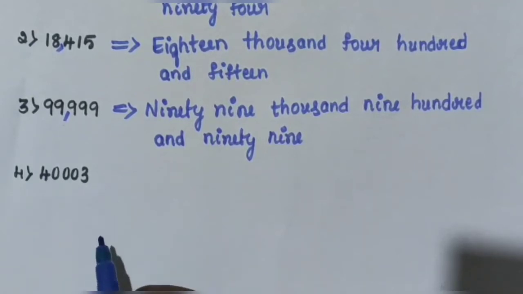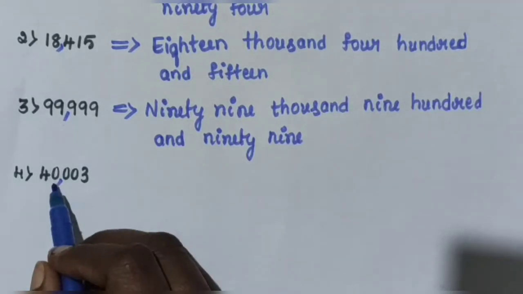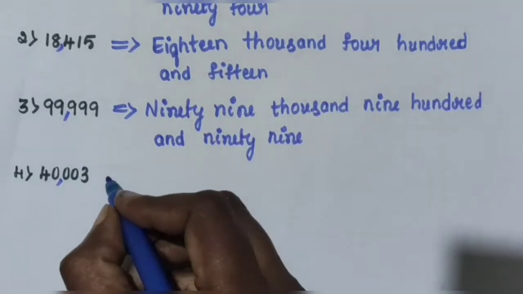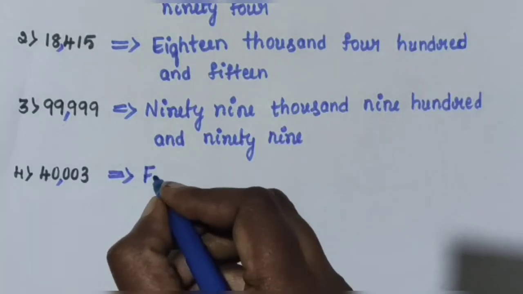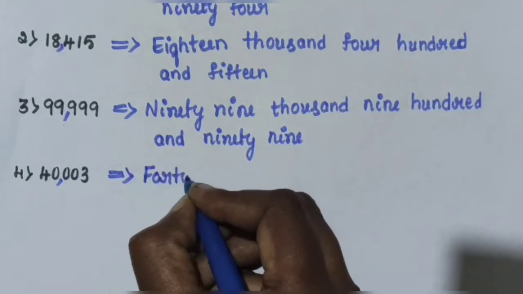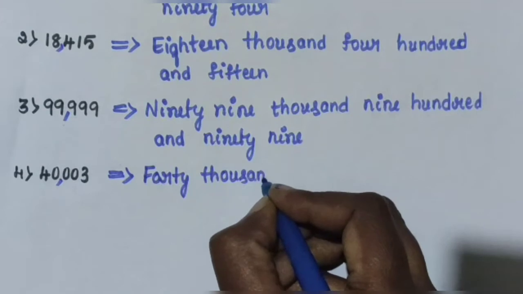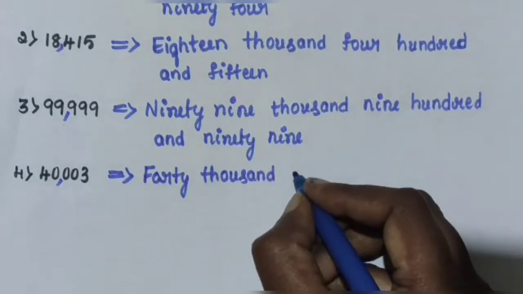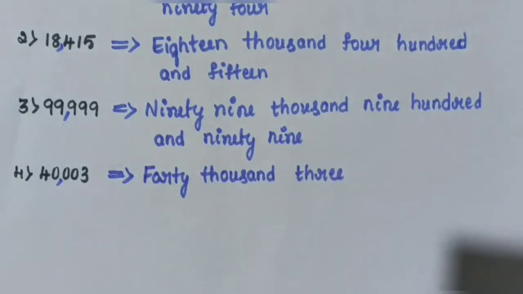Next, coming to question number 4. 40,003. First, insert commas. You need 10, 100, 1000, 10,000. 40,003. Write in words. 40,000. 3 is the answer.